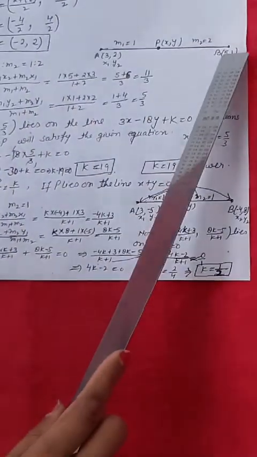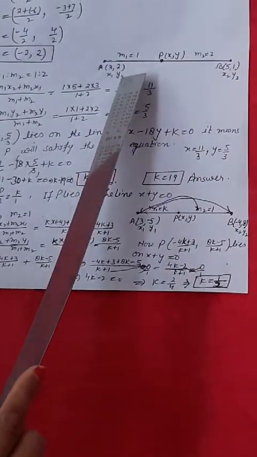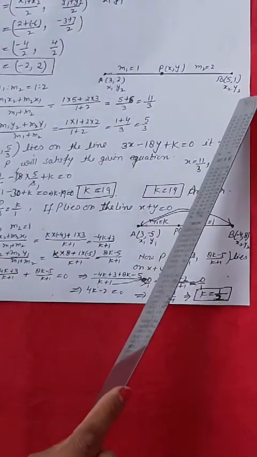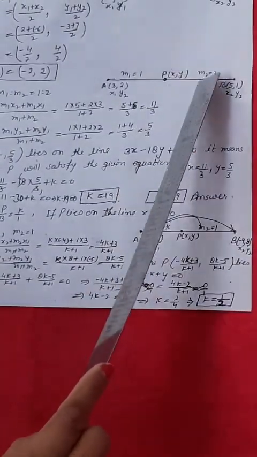As soon as you write these coordinates of A and B, you mention here x1, y1. By mistake if it is y2, make sure it is y1, and x2, y2. We have to apply the section formula.